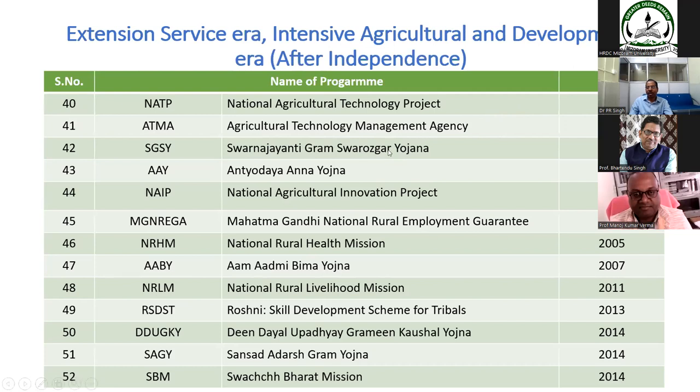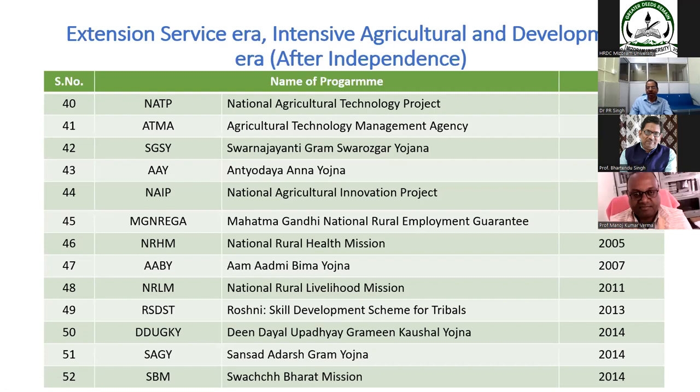Then Swarna Jayanti Gram Swarojgar Yojana, another Jawaharlal Rozgar Yojana, converted into the Swarna Jayanti Gram Swarojgar Yojana. The Antyodaya Anna Yojana started in 2000. We renamed this, and the state governments renamed this particular Yojana, but this Yojana was started by the Ministry of Rural Development. That particular Yojana is run by the different state governments under different state names, so there are different specific names.